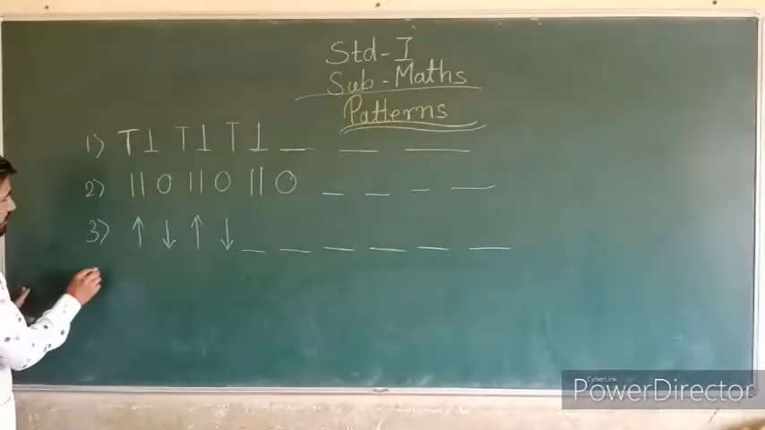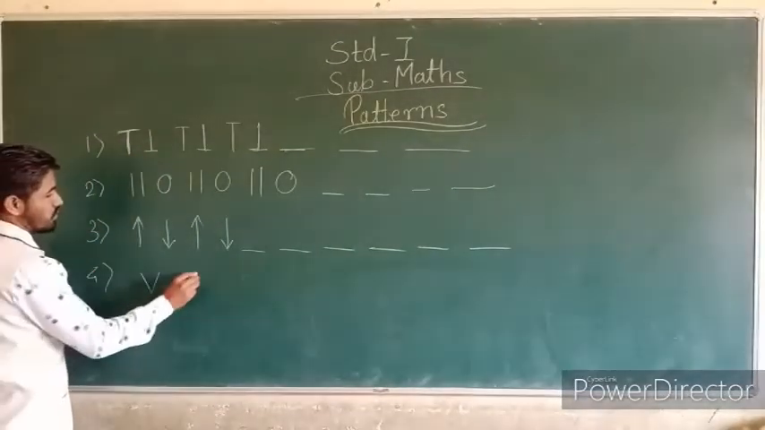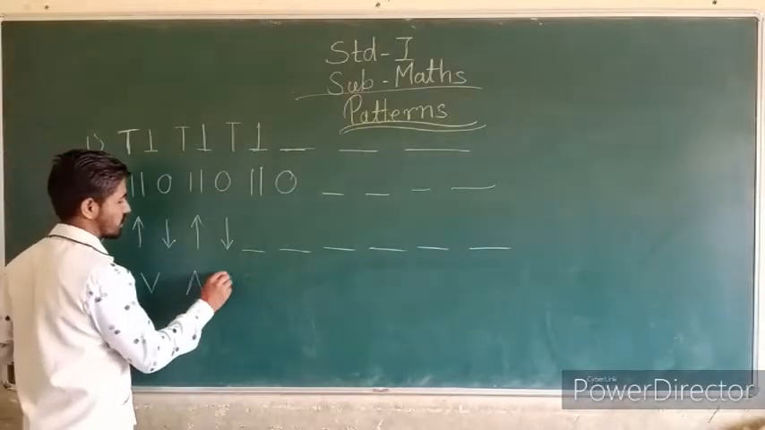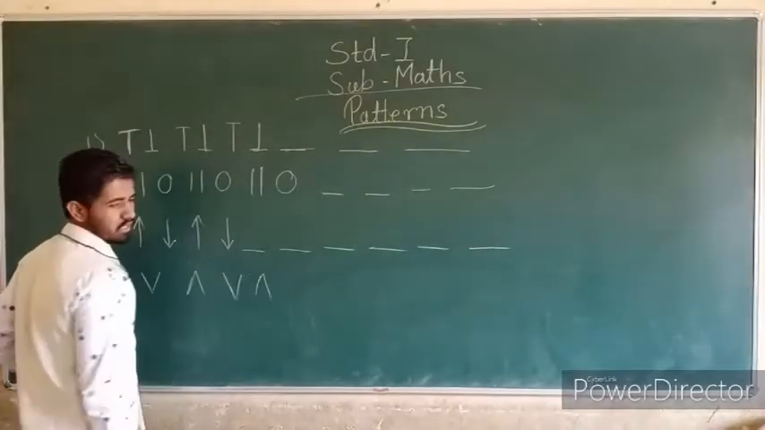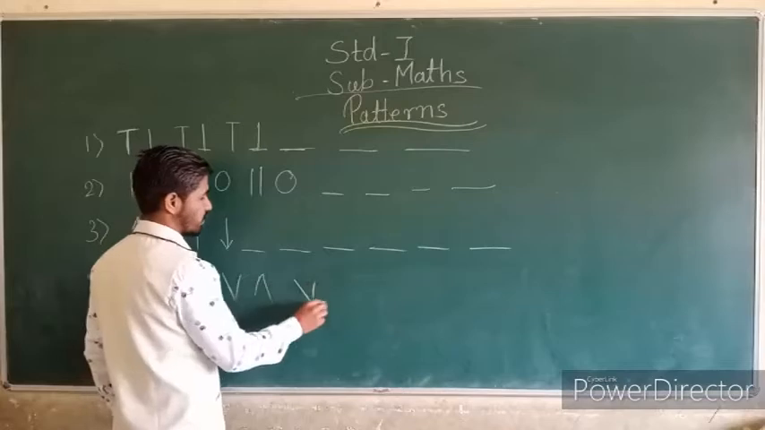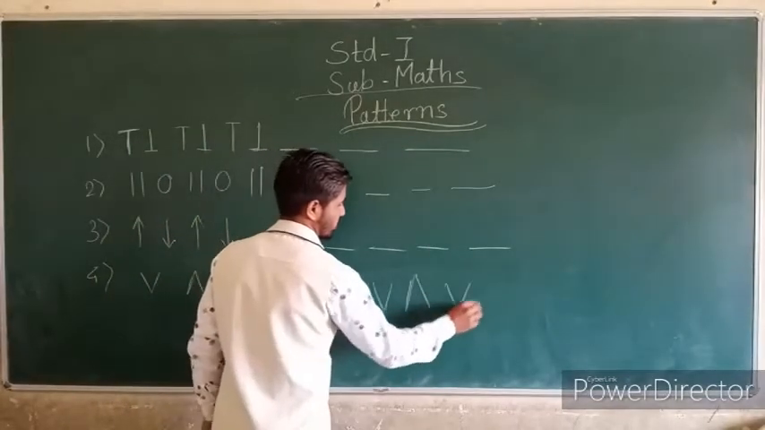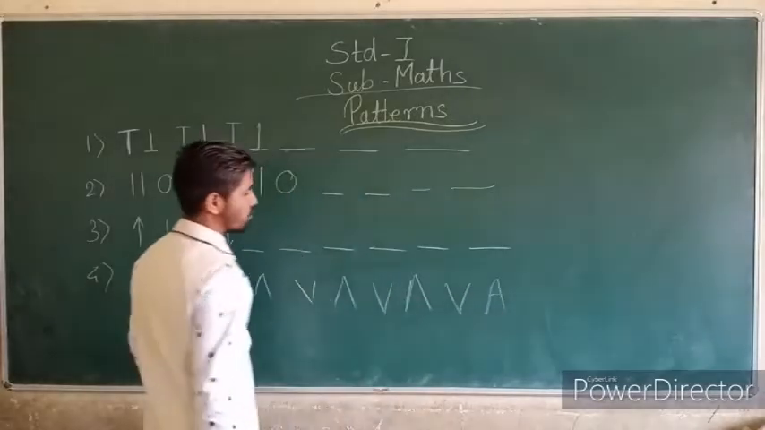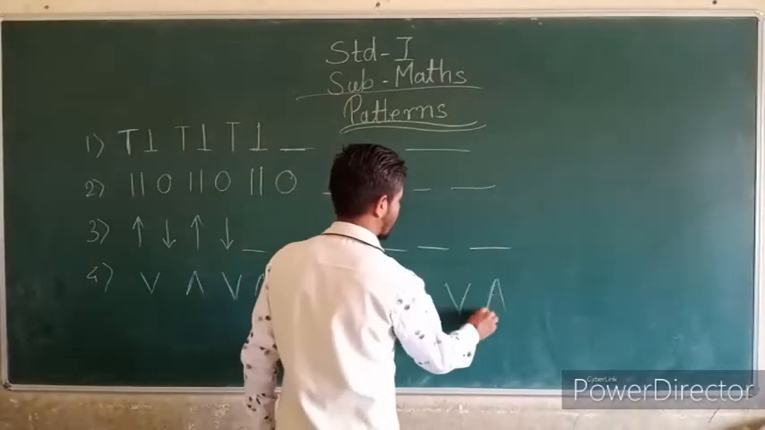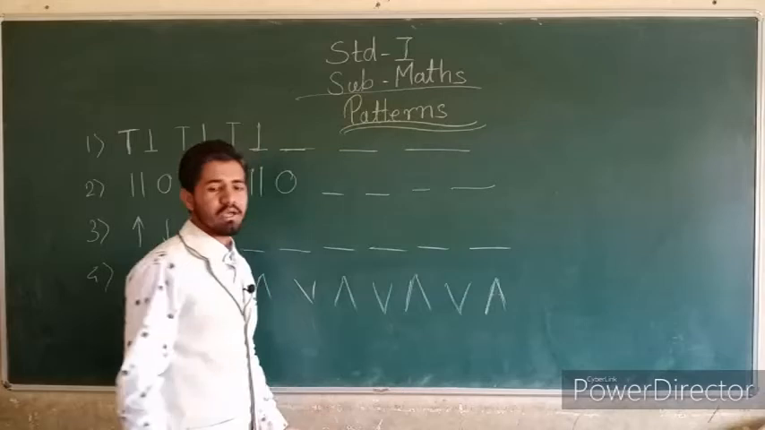Next we see the V pattern: upside the V, downside the V. Upside the V, downside the V. So what we have to do here is complete the next steps of the patterns.